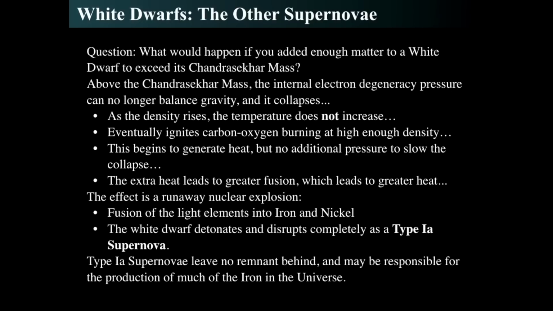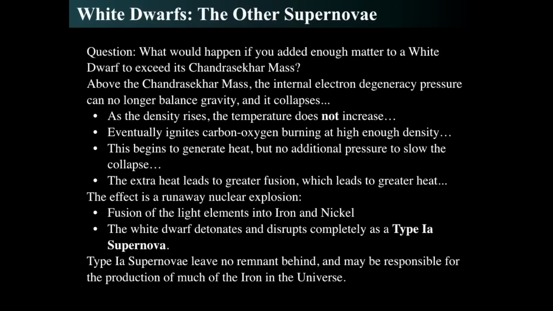And then, since there's no pressure to slow the collapse, because the electron degeneracy no longer works, the extra heat leads to more fusion. More fusion means more heat means more fusion, and so on. It's a runaway, out of control, catastrophic nuclear explosion, and that makes a huge new supernova type. And that fuses all the light elements in the white dwarf into iron and nickel, and the white dwarf itself gets completely consumed in this explosion, and it forms what we call a type 1a supernova. There's nothing left behind when this happens.